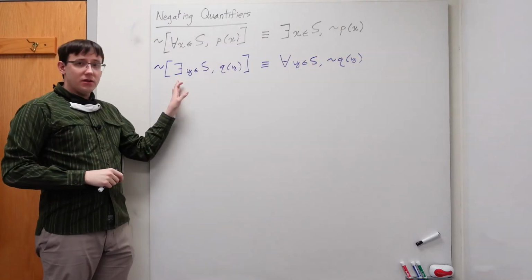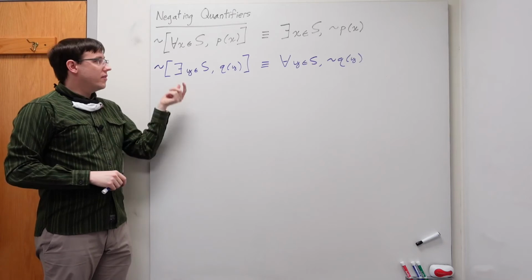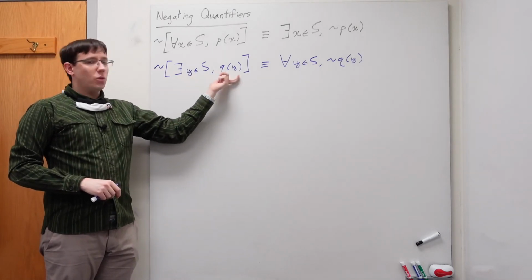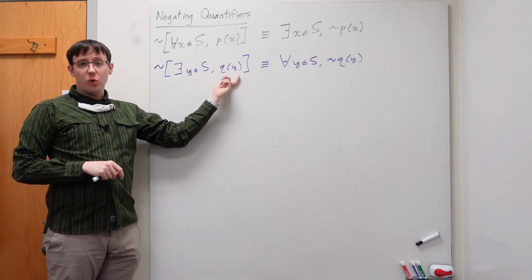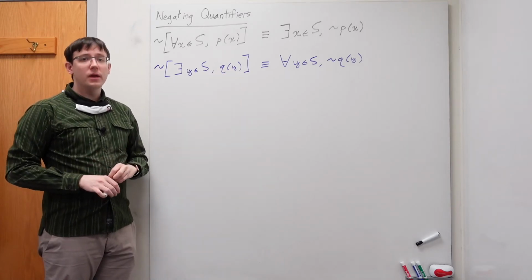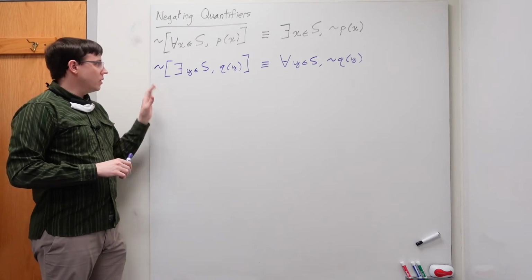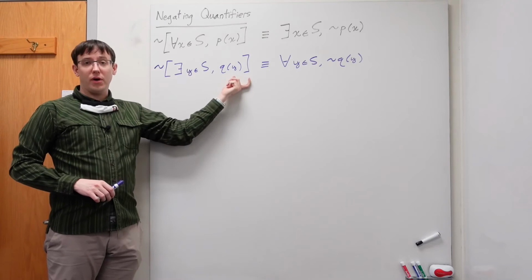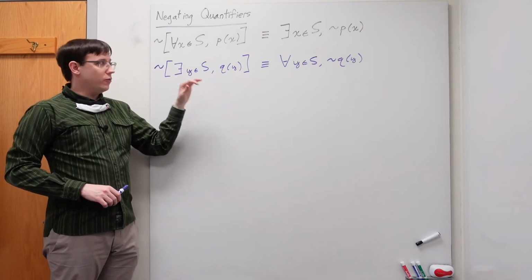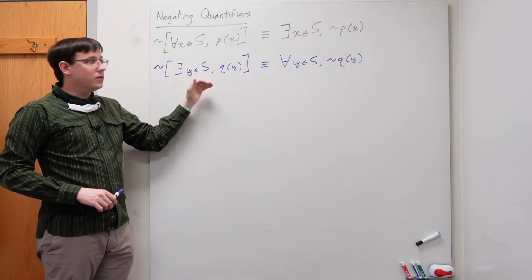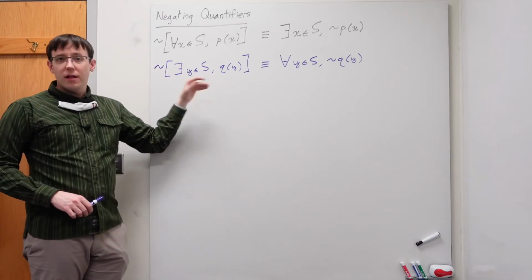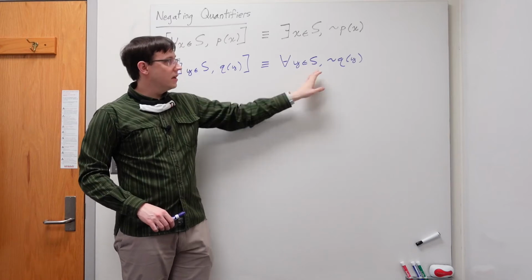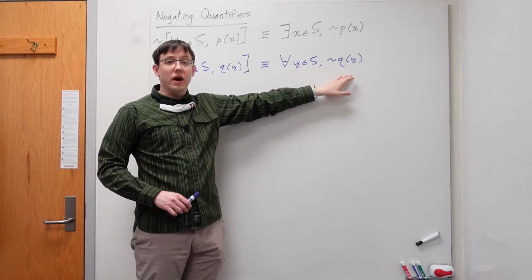Here, the statement inside the brackets is saying that there exists some element of the set where property Q holds for that element. And so to negate this statement, we are saying it is not the case that there exists some element with property Q. And if we're saying that there is no element with property Q, then that's the same as saying that for every element of the set, the property does not hold.